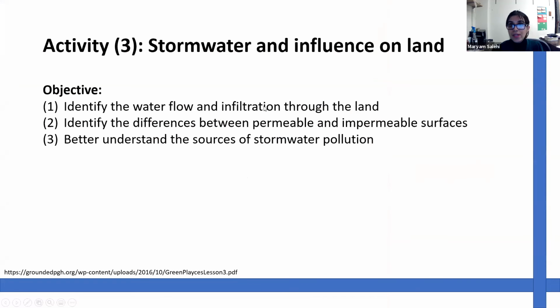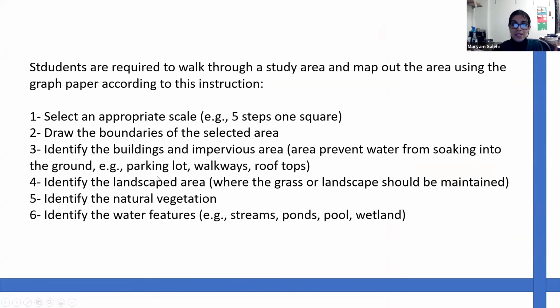One of the activities that can be conducted regarding stormwater and its influence on land is to identify the water flow and infiltration through the land. You can take the students somewhere outside of the building and ask them to draw the boundaries of a selected area. They can identify the different types of buildings, identify if the surface is pervious or impervious, and then identify the landscape, and the locations where water could be collected, like a pond.